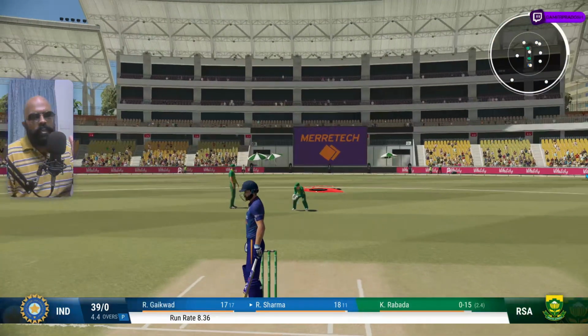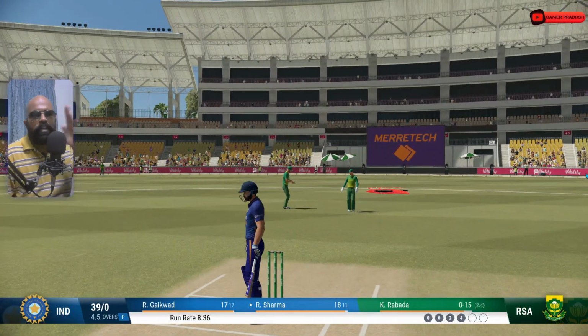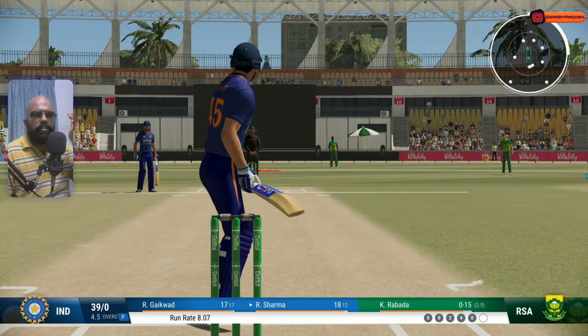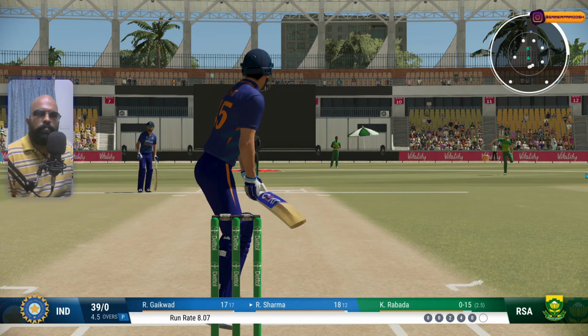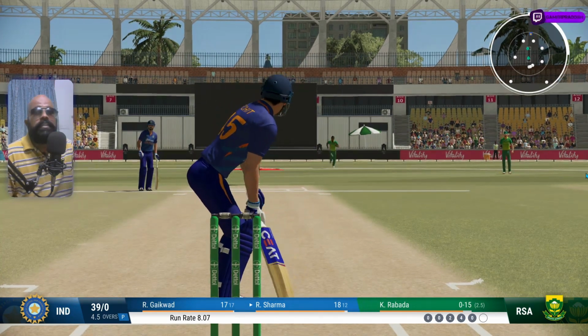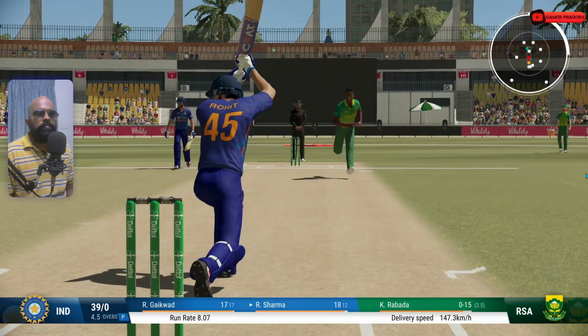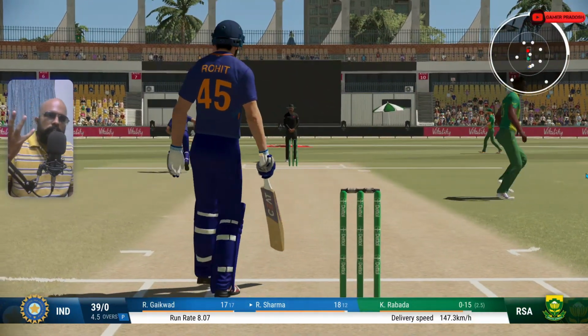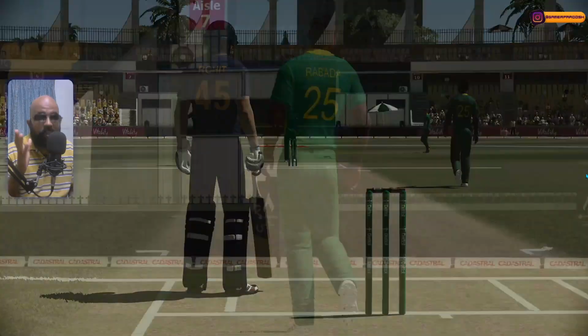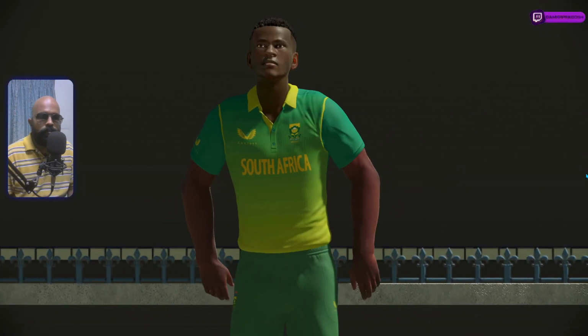So with every delivery, once you start reading it, you start deciding whether to play at it or not, and you start respecting the delivery as well. If the delivery is doing too much, you also leave it, because there are certain deliveries which can get the edges, because you have two slips waiting right now.